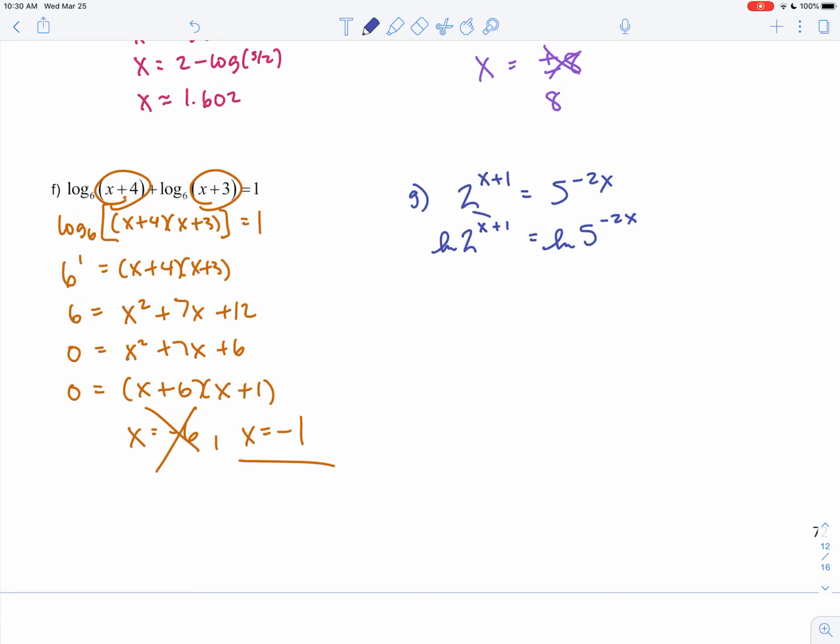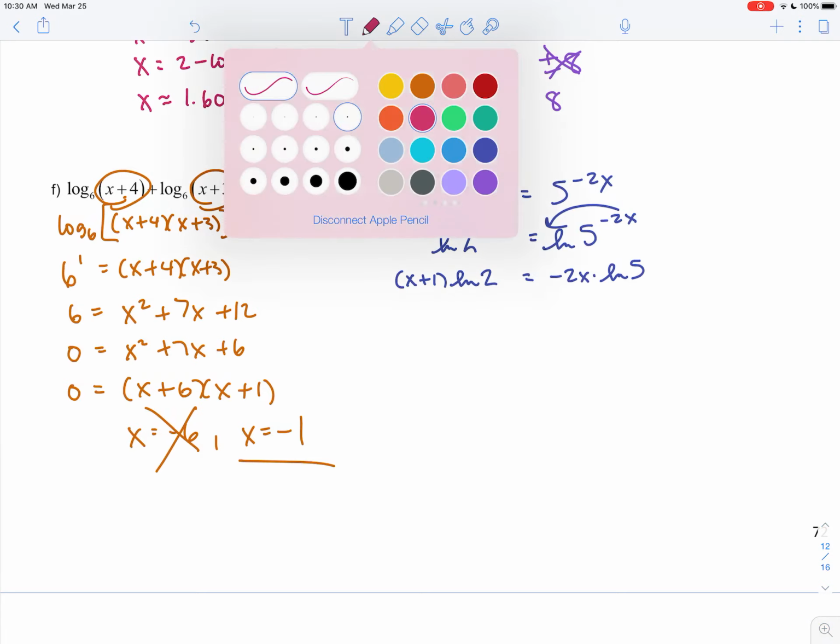Okay, the reason you want to use a log is you can use the property to now bring these down to the front as factors. x plus 1 is a binomial, so you do need parentheses around it. It's a binomial factor, x plus 1 times natural log of 2 equals negative 2x times the natural log of 5. So I want to solve for x. I'm seeing x's on both sides. This can get kind of complicated.